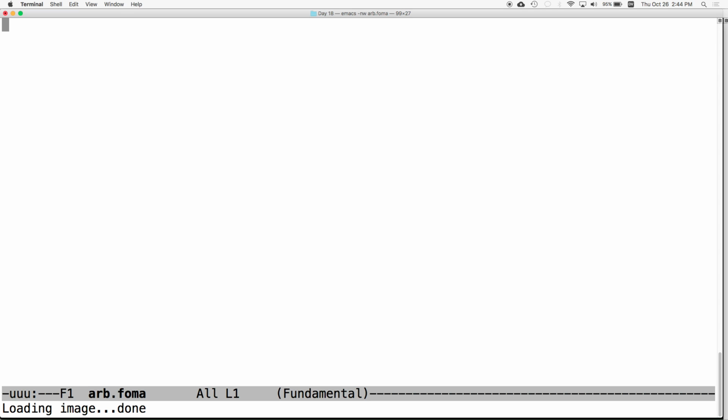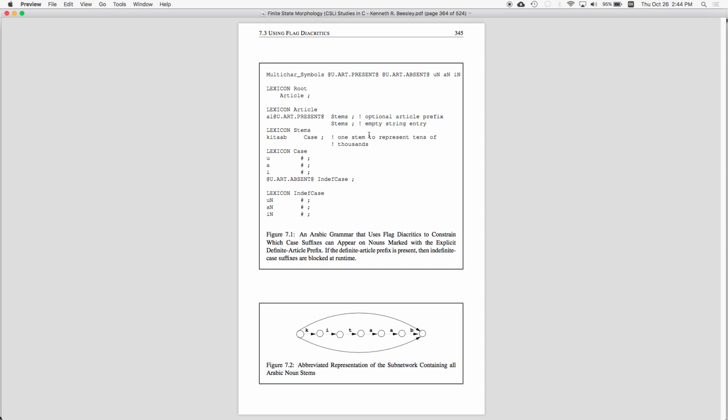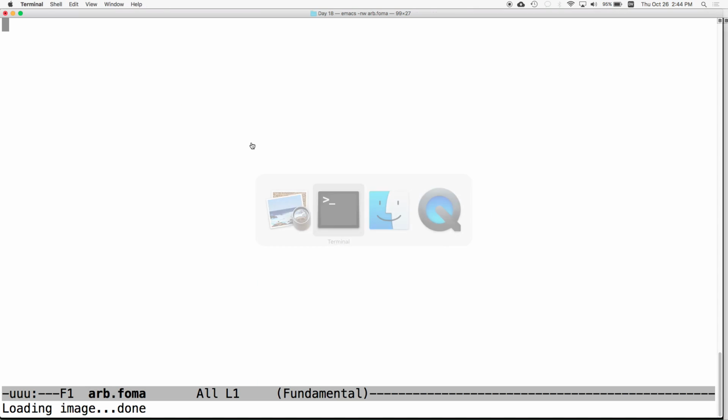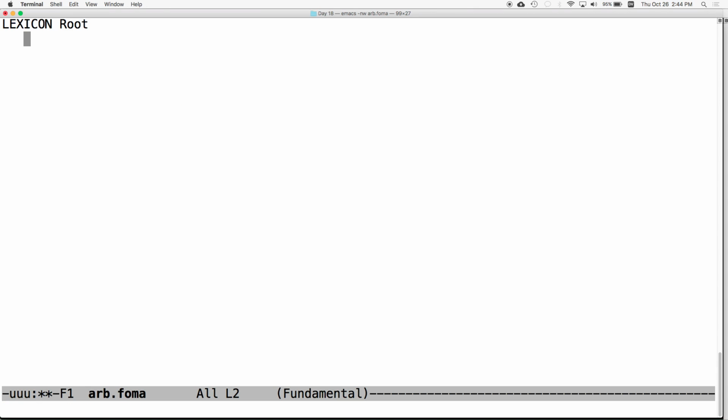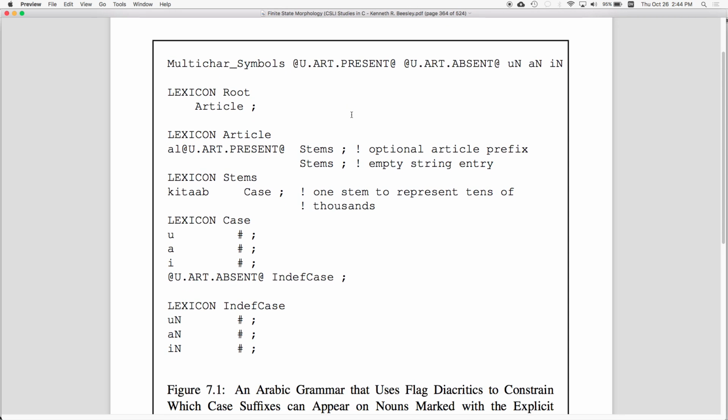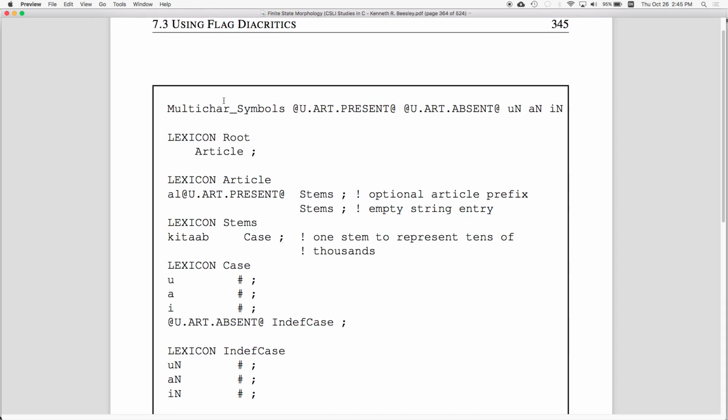Okay, ARB. All right, so we're going to have a nice little lexicon that has roots and articles in them. Okay, so we've got root and article. And we'll have a couple of multi-character symbols. Not quite sure at the moment why they're making those multi-character symbols. I don't think that's necessary for this case. We'll just use these.